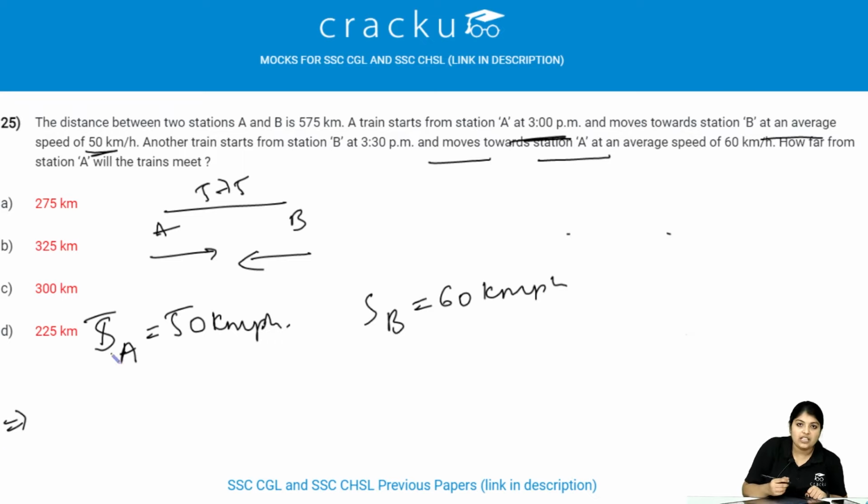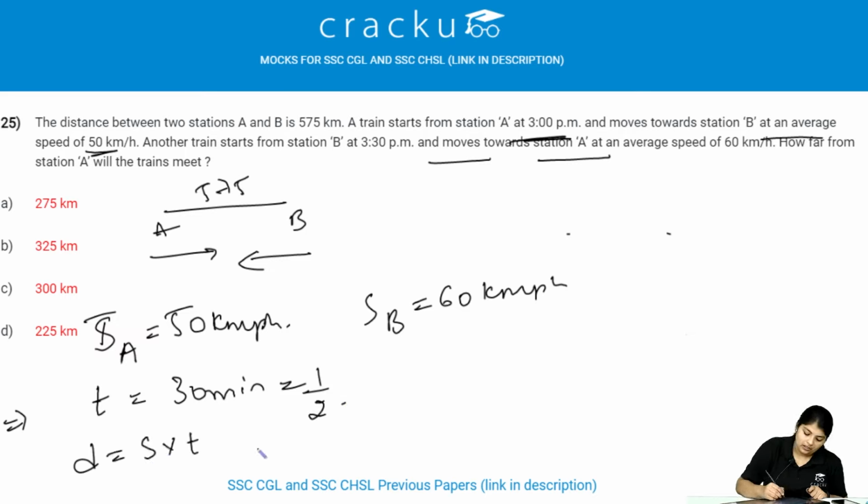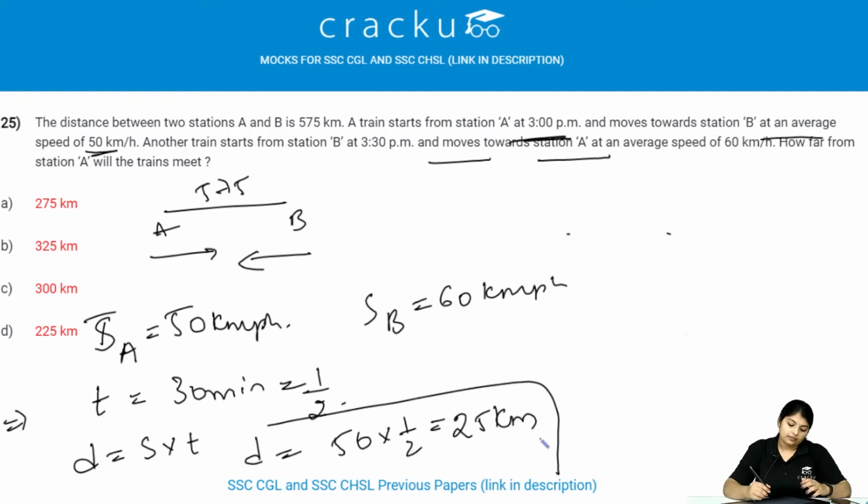So speed is given as 50 kilometers per hour and time is 30 minutes, that is half an hour. So we know that distance is equal to speed into time, that is distance is equal to 50 into half, that is 25 kilometers.